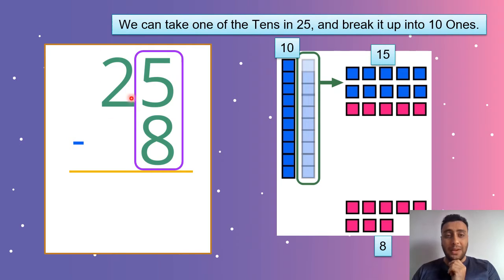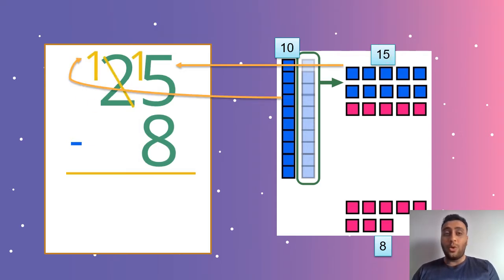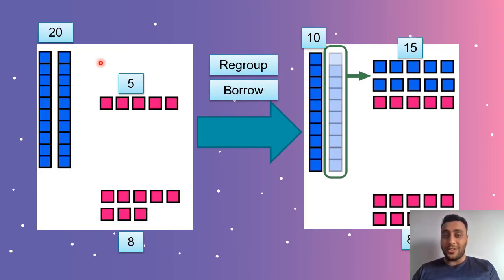As you remember, we have two tens, right? So we take one 10, we turn it into 10 ones. So in ones, we have 15. But remember, you don't have two tens anymore. You have only one 10. So now it's easy, right? So you see, we regroup or borrow from the tens. We give it to ones.